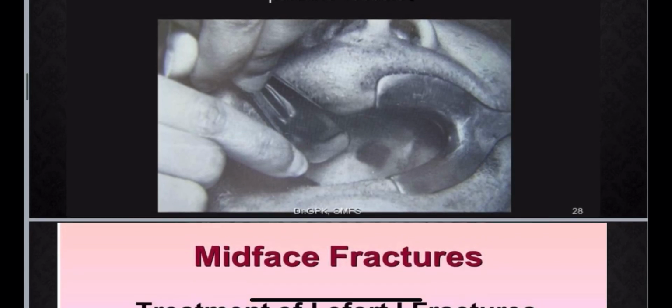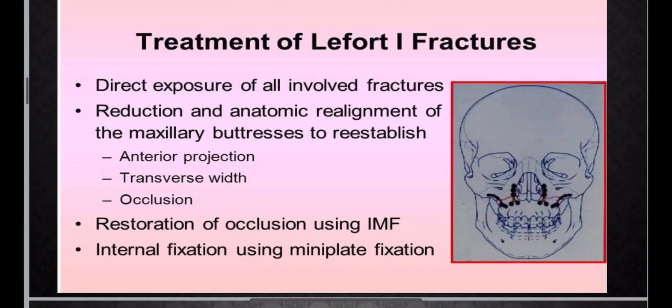The treatment of the Le Fort 1 fracture is direct exposure of all involved fractures, reduction and anatomic realignment of the maxillary buttress to reestablish the anterior projection, transverse width, and occlusion, with restoration of the occlusion using intermaxillary fixation and internal fixation using miniplate fixation.